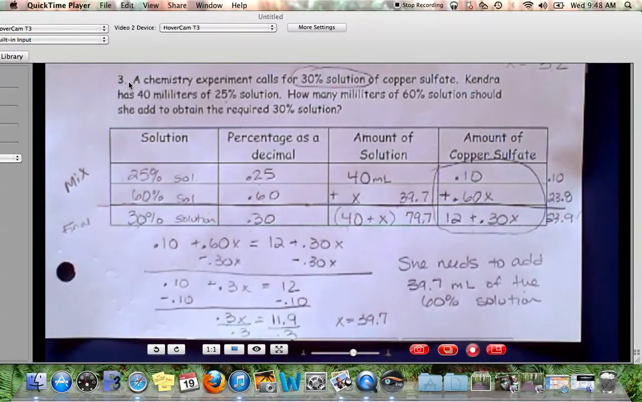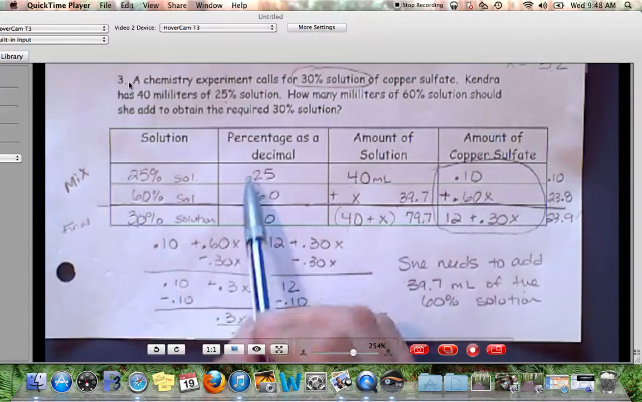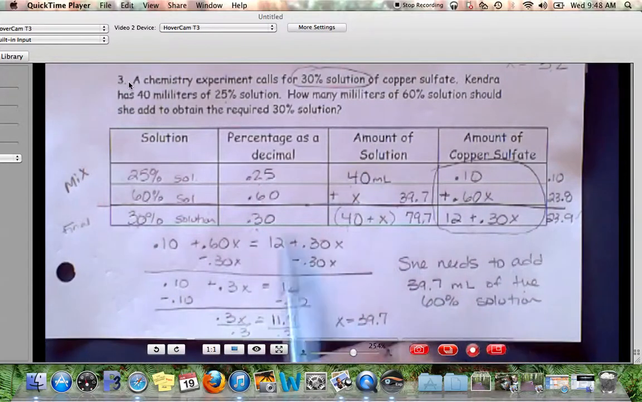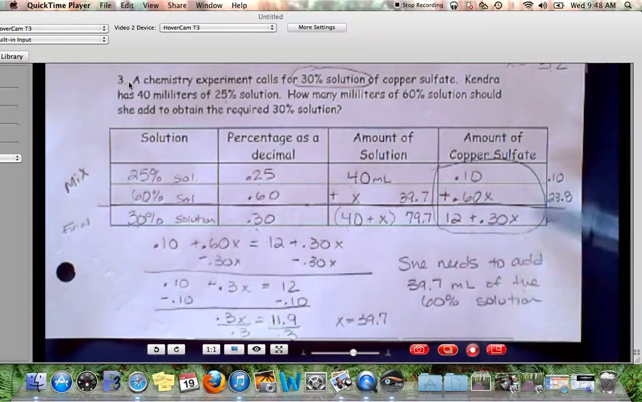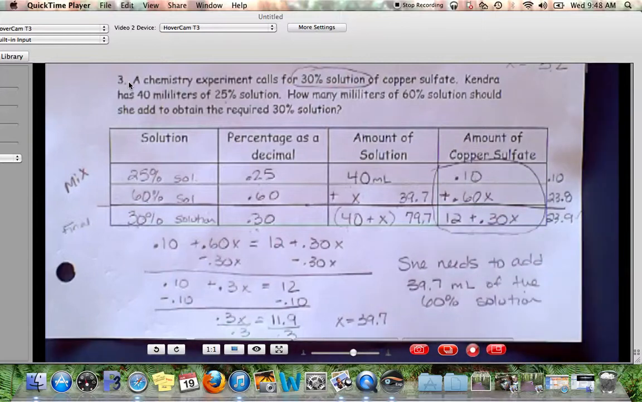Tough stuff. All right. So the high and the low go here. The final is always the medium. Write them as decimals. Figure out your amounts. Multiply across. This will always become your equation. Add these two together to get this one. And then you can write your equation and solve it.